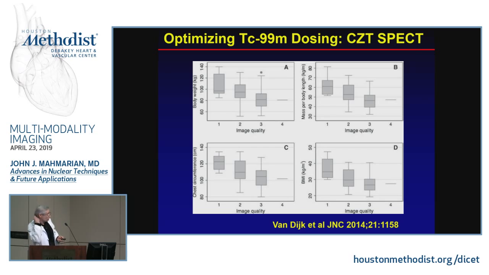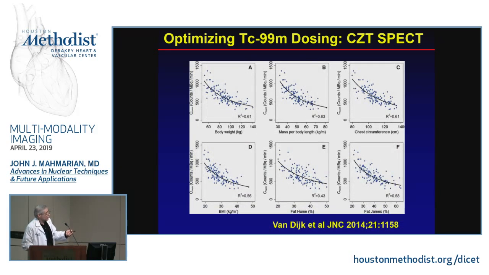So they looked at different parameters in different patients, and they saw basically that as body weight went down, image quality improved. As the mass per kilogram went down, imaging improved, which is not too surprising. If you look at chest circumference, as the chest circumference became less, imaging improved. And as BMI went down, imaging improved. Obviously, high BMIs had bad imaging results, and lower BMIs had very good imaging results.